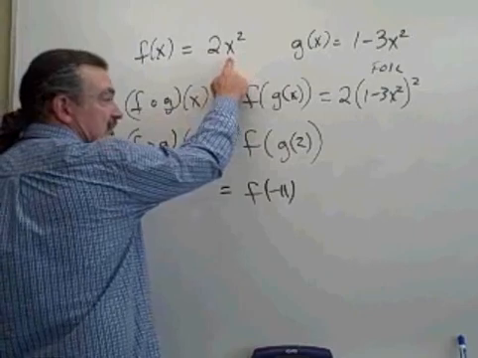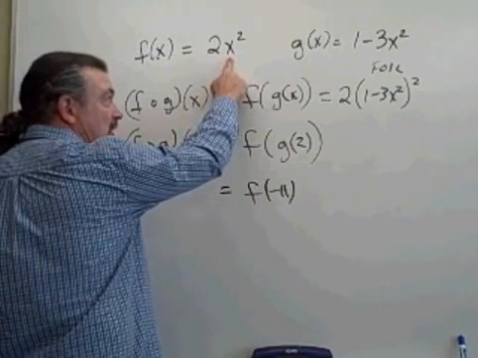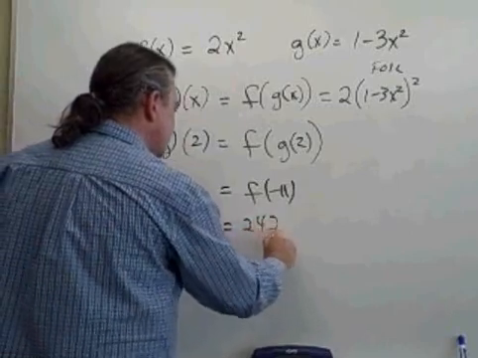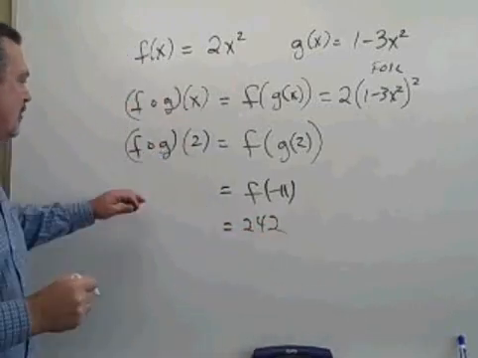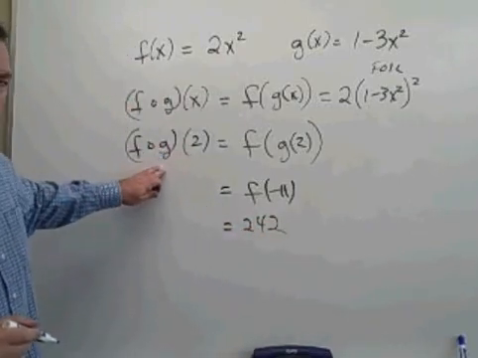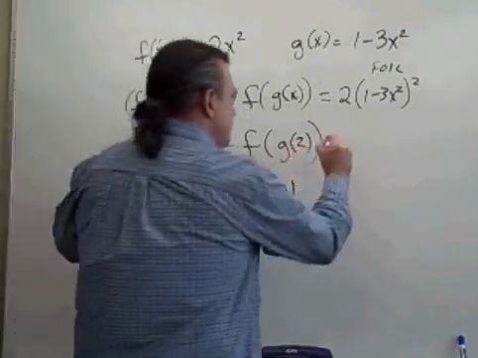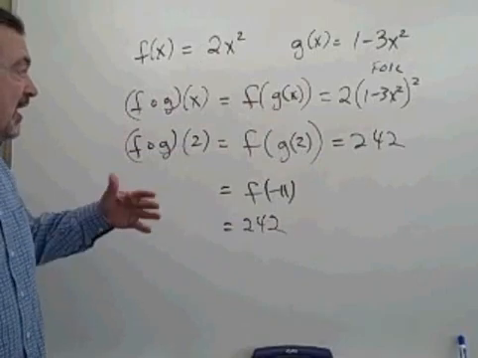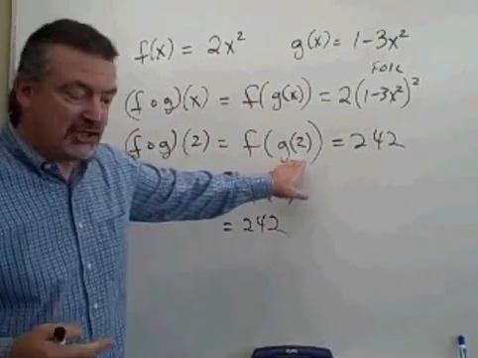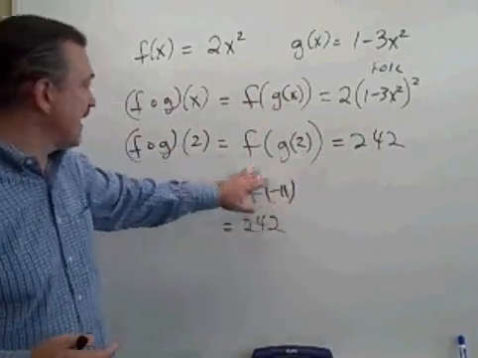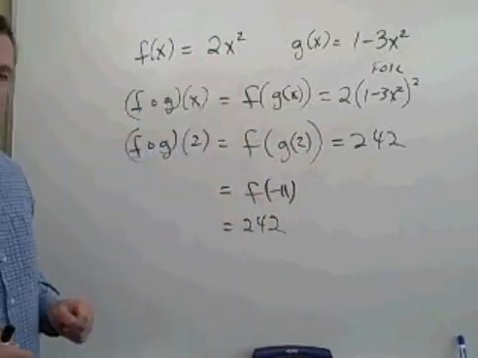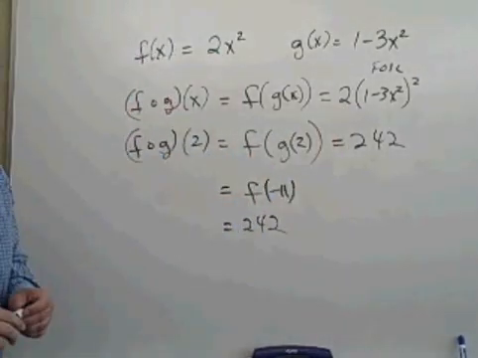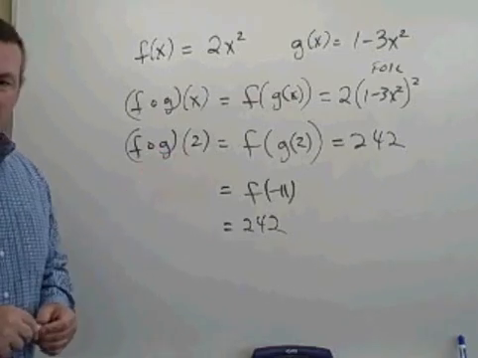The square of -11 is 121. 121 times 2 would give us 242. So the value of f composed with g at 2 is equal to 242. And how did I find it? I found it by first finding g at 2 and then taking that answer and evaluating f at that answer. Rather than going through the effort of finding the composition function, I can find values that way.